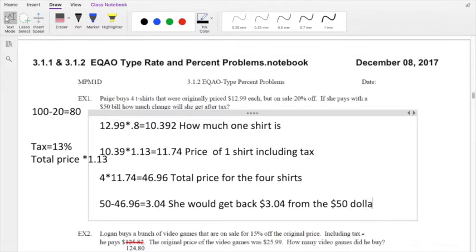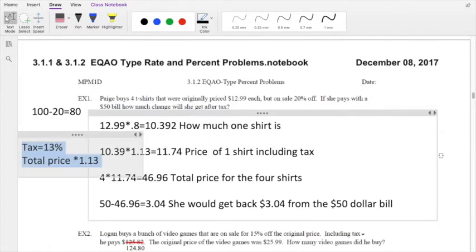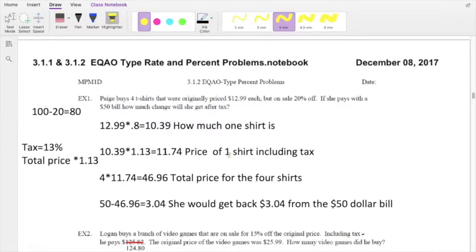$50 bill. Move that out a little bit. So, first thing we did, we found out how much a discounted shirt would cost. Then we took the discounted shirt and we add our tax to it. So we get the cost of 1 shirt. Now we know we bought 4, so this gives us our total price. 4 times the cost of 1 shirt. And lastly, how much do we get back? We take the 50 minus this number, so we can figure out how much change she gets back.